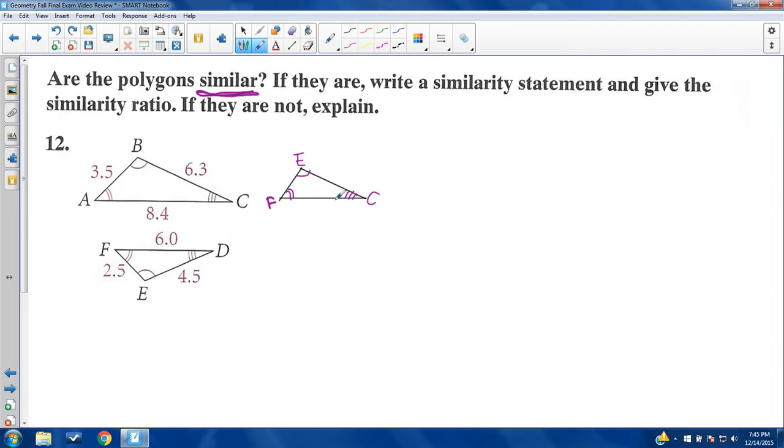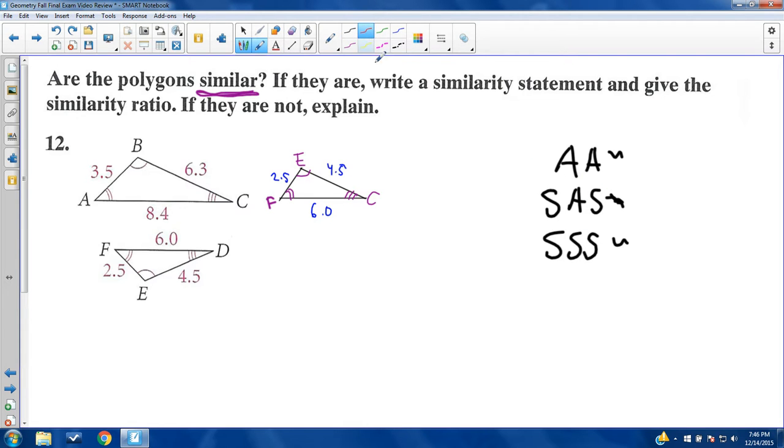So what are the side lengths? This one's 6.0 or 6. This one's 2.5. And this is 4.5. Okay, first of all, there are 3 different similarity statements that we'd make to say that they're similar. If we could get any sets of these, we'd be good. I have a good feeling we can get all 3 of these, but I'm going to check these in order.